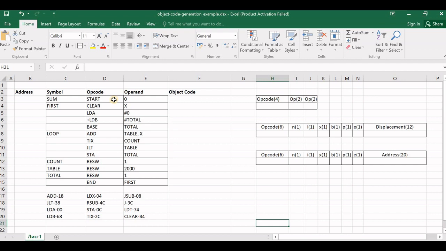So START is an assembler directive, END is an assembler directive, BASE is an assembler directive, and RESW is also an assembler directive. What is the use of all these assembler directives? The START assembler directive indicates the start of the program. It takes 2 values, one on the left hand side of it and the other on the right hand side of it. On the left hand side you have SUM. It is the name of the program, and on the right hand side you have the value 0.